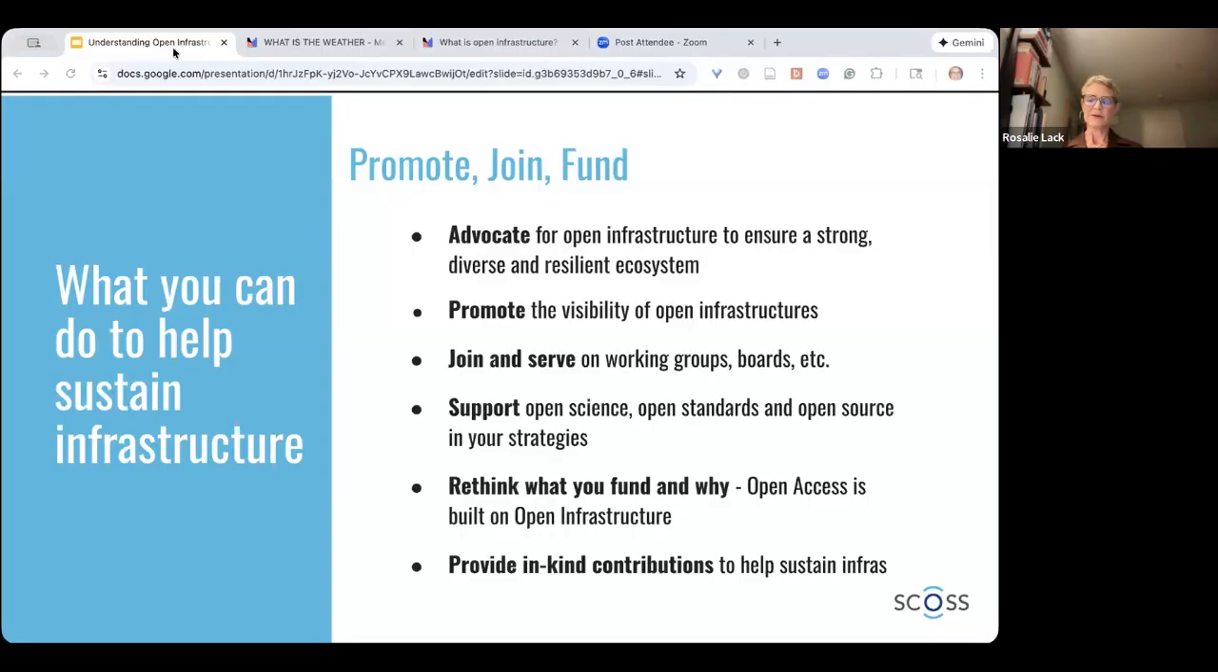Some other ideas here: rethinking in general how your institution funds science and research, and helping to make the case to shift budgets toward open access and toward open infrastructure in order to realize this vision of an open ecosystem that we're working toward. I think these are all great ideas that we can all be thinking about as other ways to support that are beyond funds.